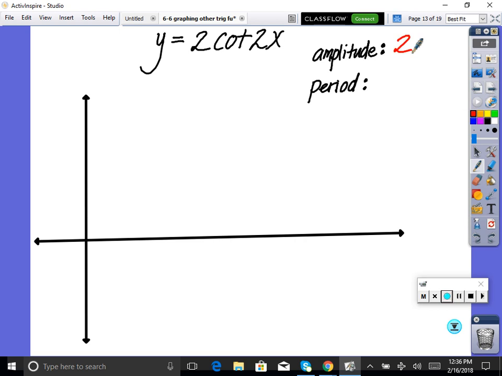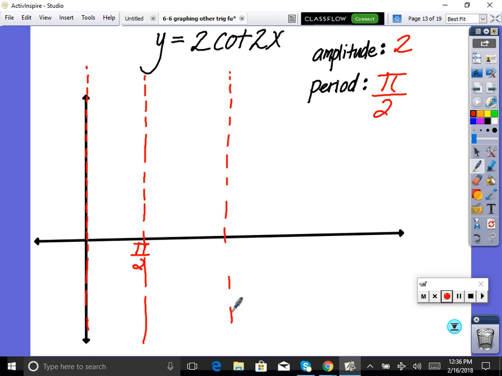So you say my amplitude is 2. My period is pi divided by 2. So now for cotangent, your first asymptote would be at 0. Then over here, we would be at pi halves. Then we go another pi halves in length, which is pi. And then in between, we could do a negative 1 as well if we really wanted, but I'm just going to stick with the positive. So in between, pi fourths. We'd put in our zeros.